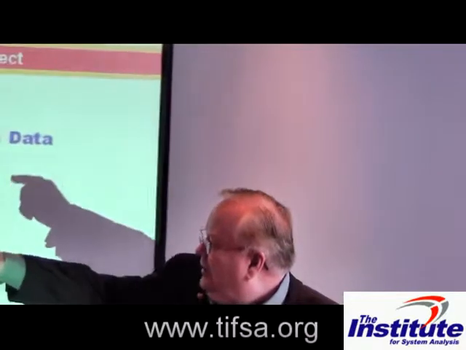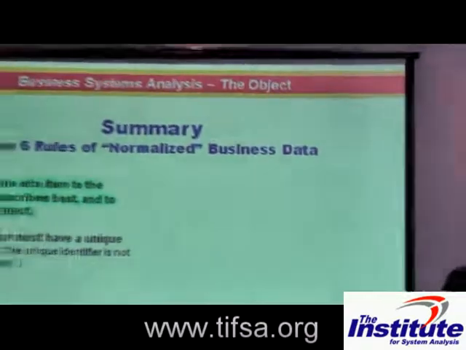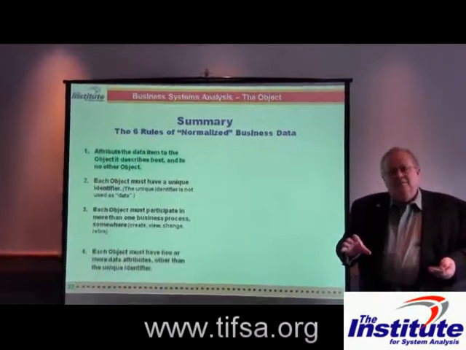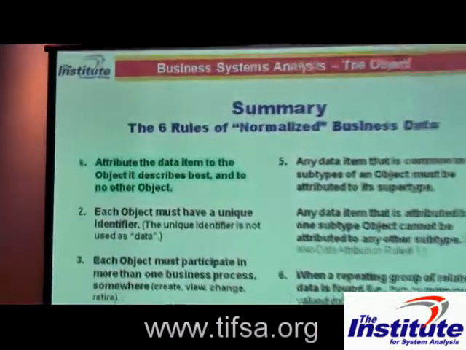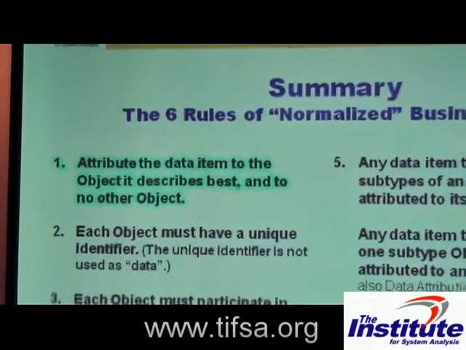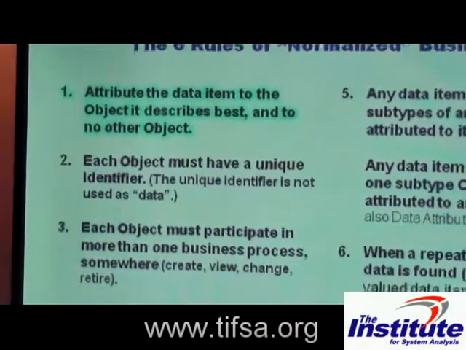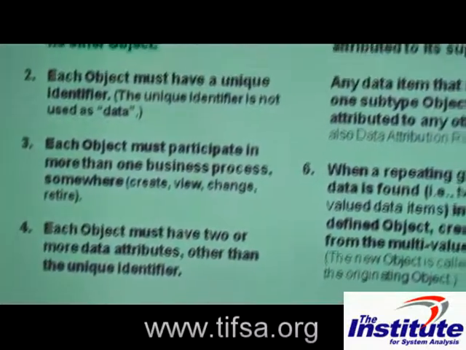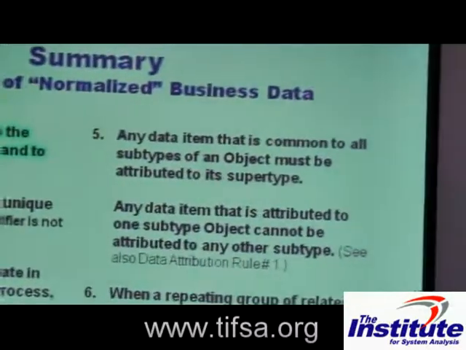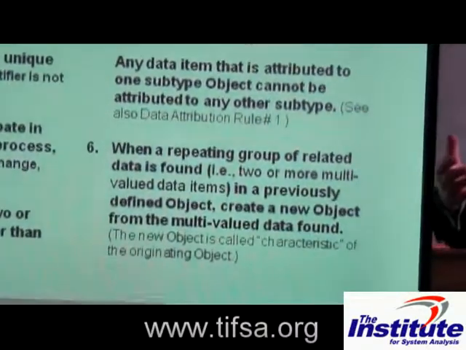So there you have the 6 rules. And you'll notice that if we look at a summary of the 6 rules, attribute the data item to the object that best describes it and to no other object is the first one, and it is a fantastically powerful rule. Start with that and get used to the other rules. You're going to find that 6 rules sounds like a lot. It's more than on one hand, but rule number 1 is the most powerful of all.